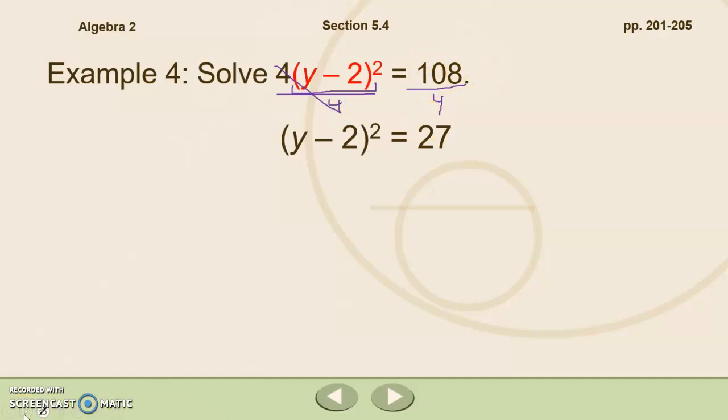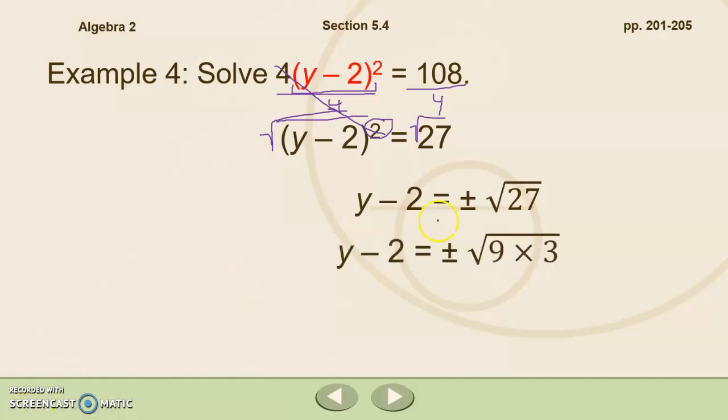Step 2 is to apply the square root property. That means we've got to take the square root of both sides. I've said this repeatedly, but don't forget that a square root undoes a squared exponent, so these will cancel. And what we're left with is y minus 2 equals plus or minus the square root of 27. All right, we still don't have y by itself, so let's go ahead and solve for y by adding 2 to both sides. We're going to simplify the square root of 27 if we can as well.